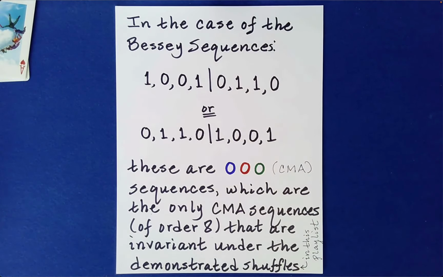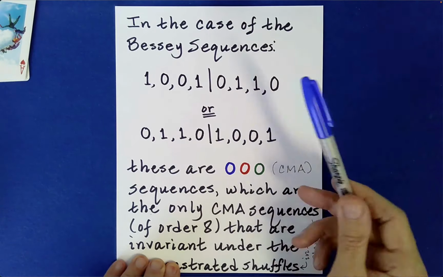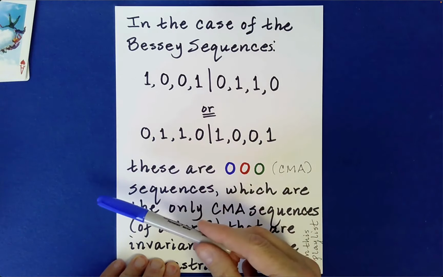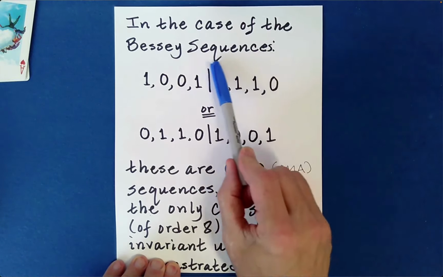And I've created maybe 10, 12 of them so far, okay? So let's look at this one. Why is the Bessey, and I called it the Bessey sequence, because there's no name for it. Okay, there's no name for this exact sequence of eight objects.